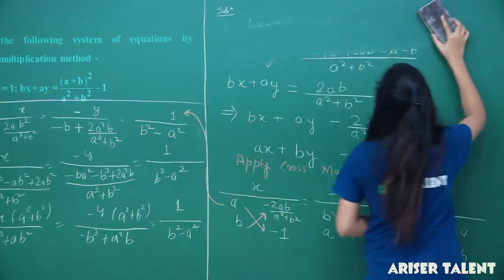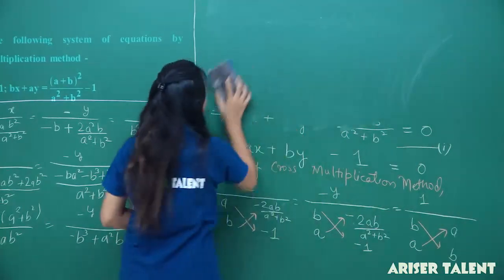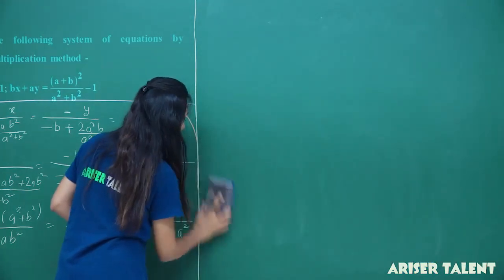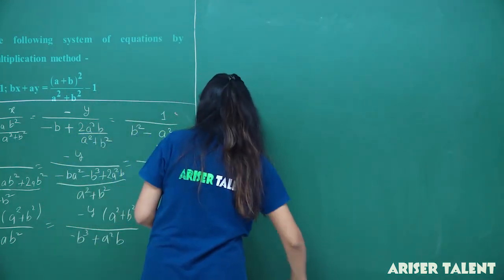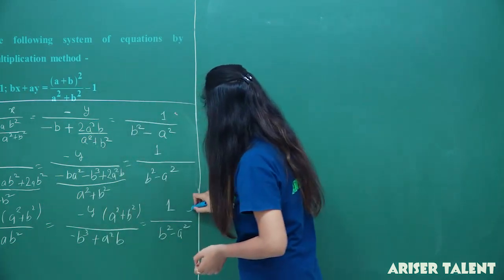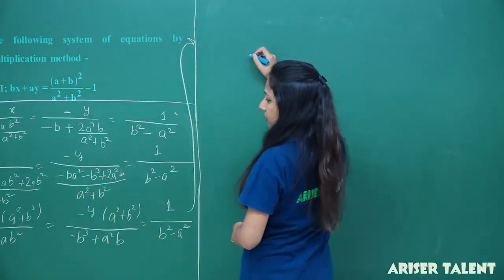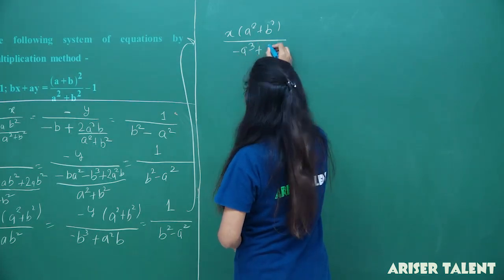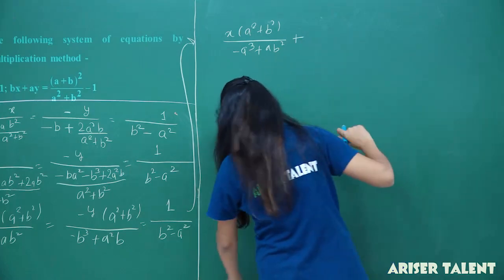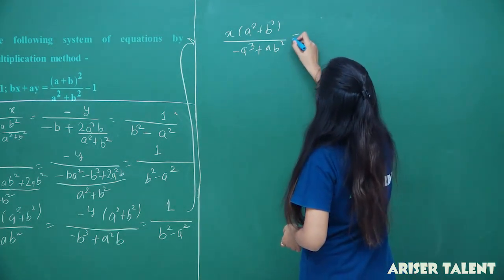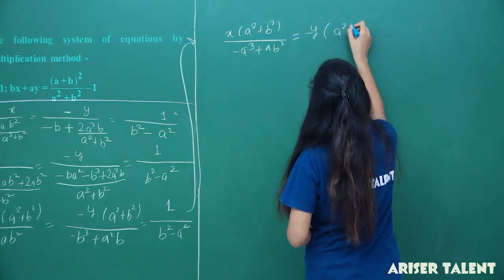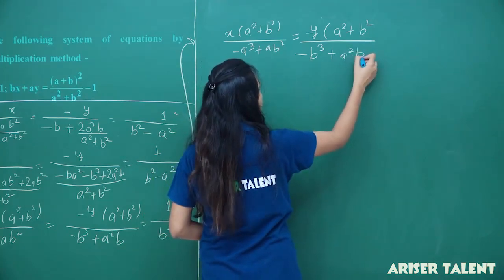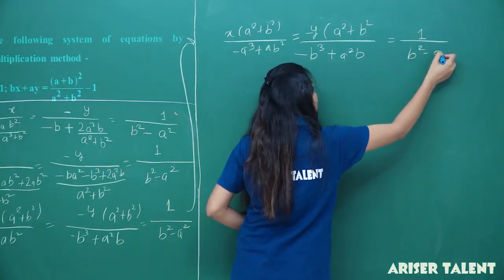Now, note this, students, because I am going to rub this part, right? Okay. Now, students, from this come there. Now, we are having this x of a square plus b square upon minus a cube plus ab square, that side, equals to y, not minus y, of a square plus b square upon minus b cube plus of a square b equals to 1 upon b square minus a square.